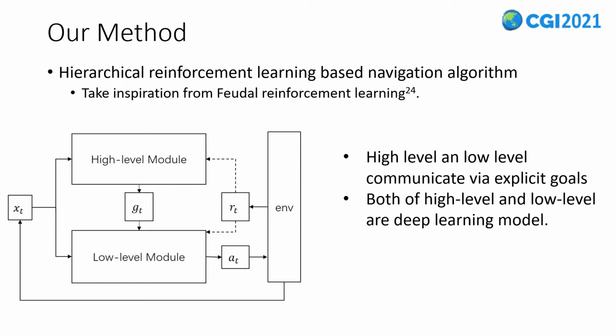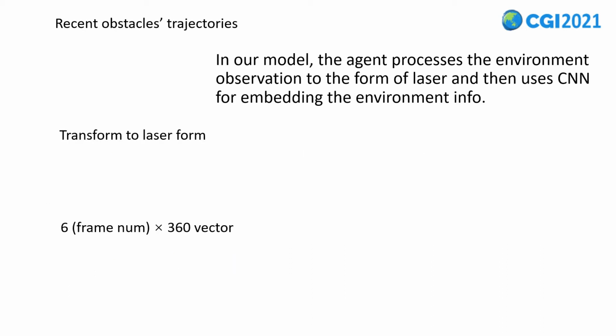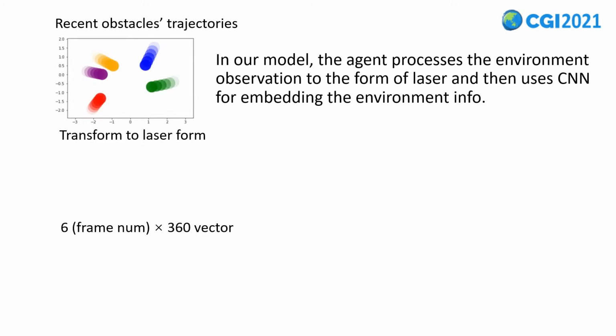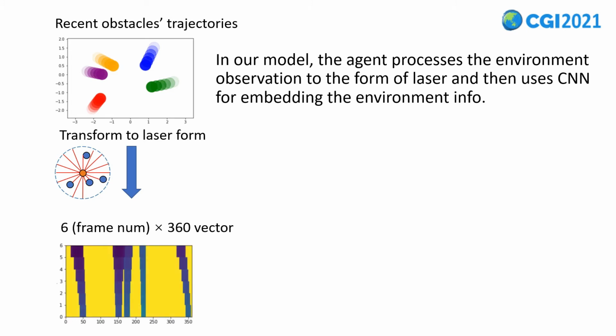Both the high level and low level are constructed by deep learning models. They share the same neural network structure. Here we introduce the deep learning network. Every time step, we get the recent obstacle trajectories from the environment. Then we transform these trajectories into the laser form. The left bottom figure shows the visualization of the laser form data, which is a 6 by 360 matrix. The dark color means the agent is close to the obstacle at this degree.